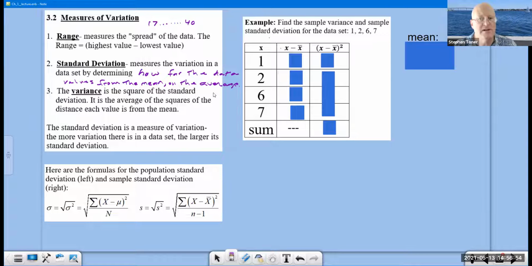Now, the standard deviation, we're going to go through the calculations for that in a little bit, but let's talk about the variance. The variance is the square of the standard deviation. So basically, it would have the notation of S squared or sigma squared. Now, we're not going to be dealing with the variance much at all in this class, because I don't really find the usefulness of dealing with squared units.